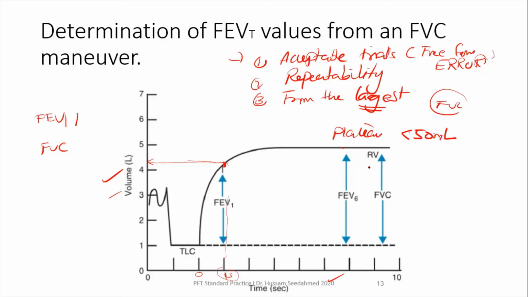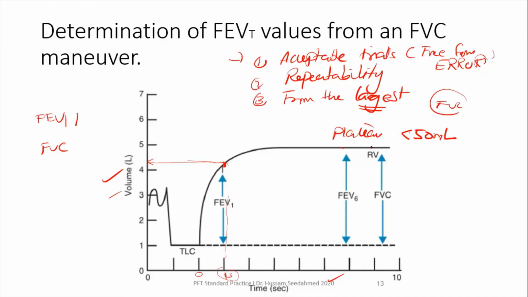As I told you last time, one of the criteria was that it should be for 6 seconds, but now this is out of the latest guideline. The patient should exhale for at least 6 seconds, but quite normal subjects can reach the plateau within 3 to 5 seconds with a very acceptable and repeatable trial. That is why the 6 seconds requirement was removed. So this is the idea.